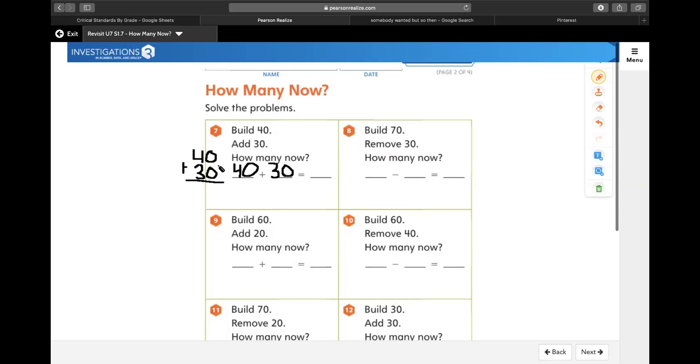Remember, we're adding top to bottom, start in the last column. 0 plus 0 is 0. 4 plus 3 is 7. 40 plus 30 is 70. All right, so when you guys are doing your math assignment for today, it might be helpful if you write them down on another piece of paper, just like this. Remember, you're always starting in the last column, going from top to bottom, and then you move to the first column, going from top to bottom.